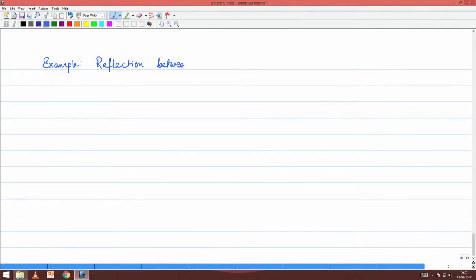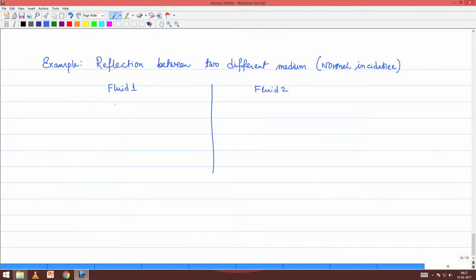Between two different medium, and we are talking about normal incidence. So, assume that we have two different medium, let us say fluid 1 and fluid 2, and they are characterized by the properties rho 1 C 1 and rho 2 C 2, right.